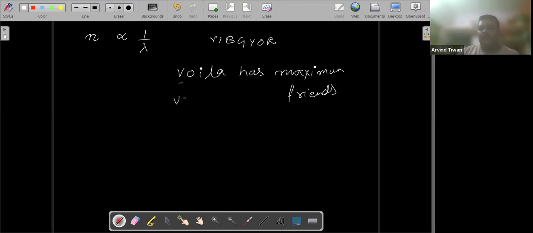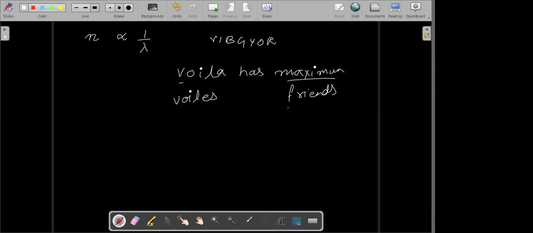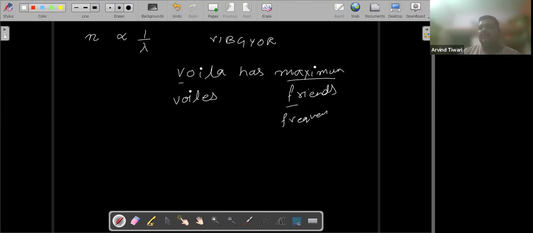Voila means violet, has maximum frequency. F for frequency. So violet has the maximum frequency, that means it will have the minimum wavelength, and that means this violet color will suffer the maximum refraction.